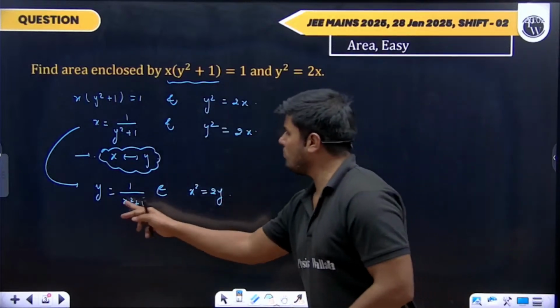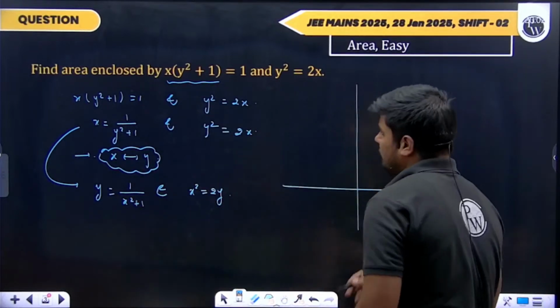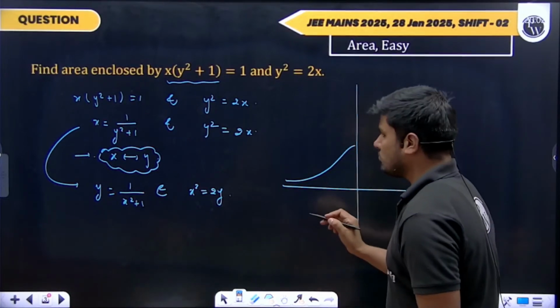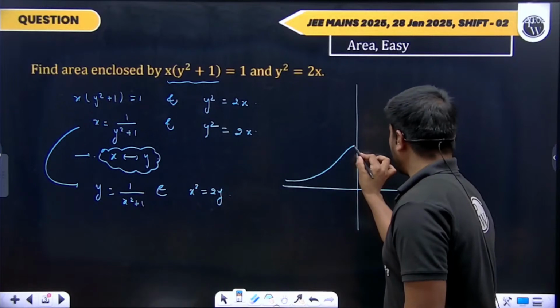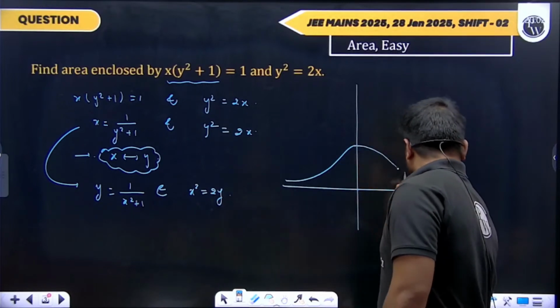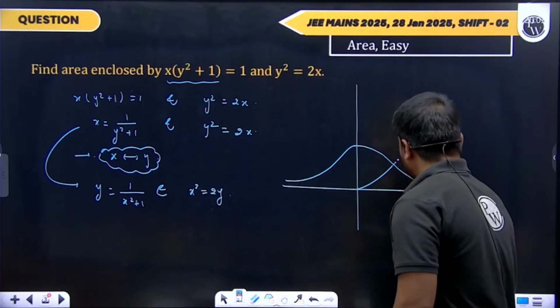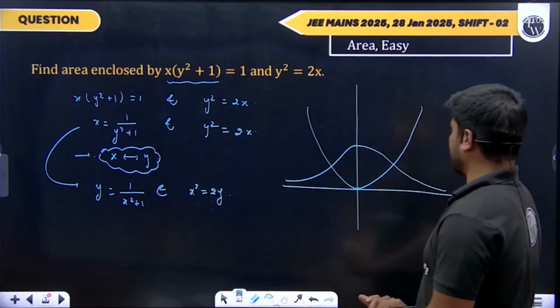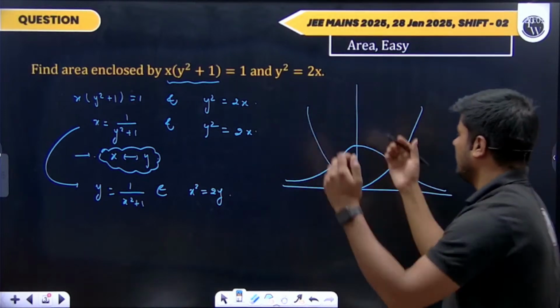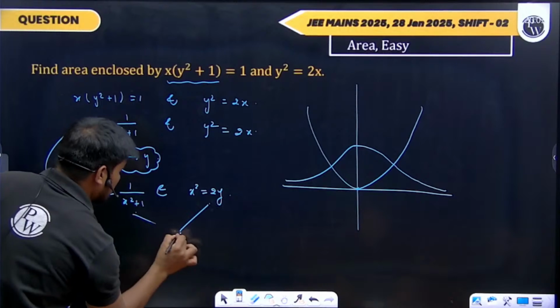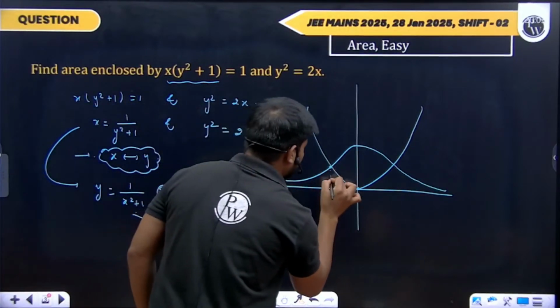Now we know the graph of both of these curves. The first graph, that is y equals to 1 upon x square plus 1, seems like this. And x square equals to 2y is like that. Now we solve both of these curves together for the points of intersection.